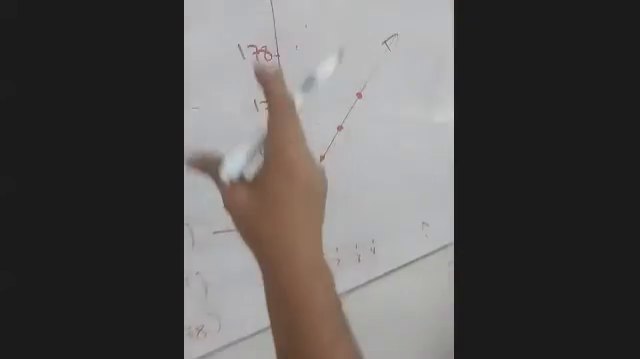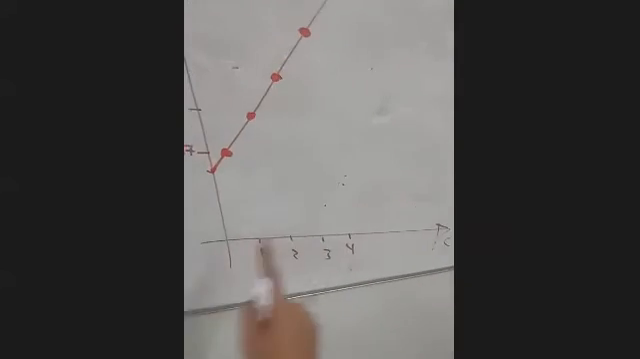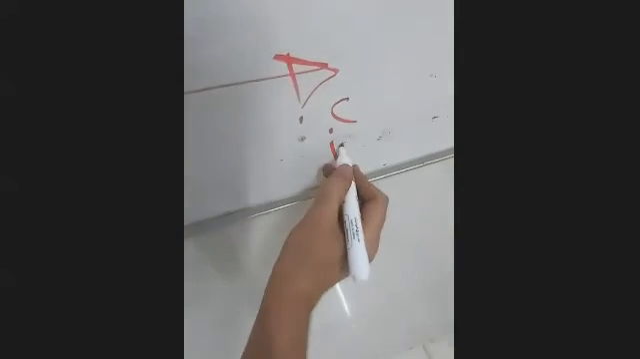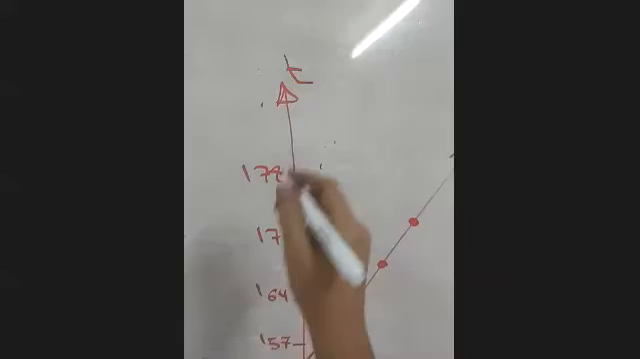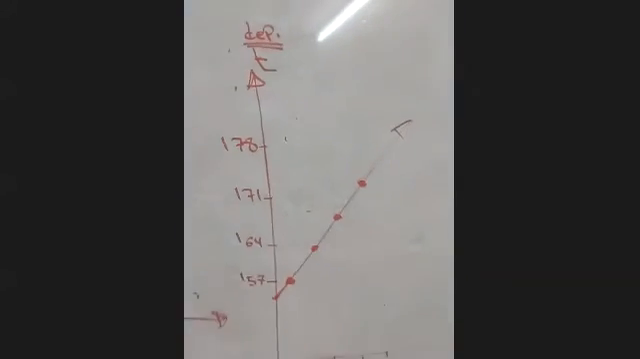Now in the graph, look at the graph. The horizontal line for what? For independent. And the vertical line for what? Dependent. Do you understand it now? Yes, I understand. Good.